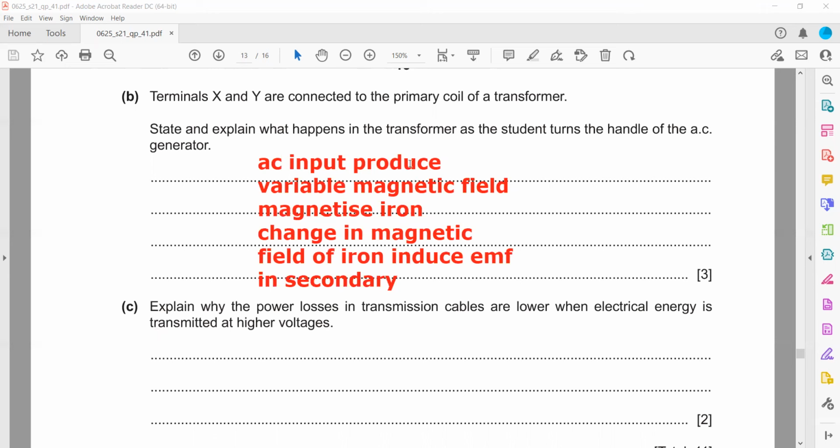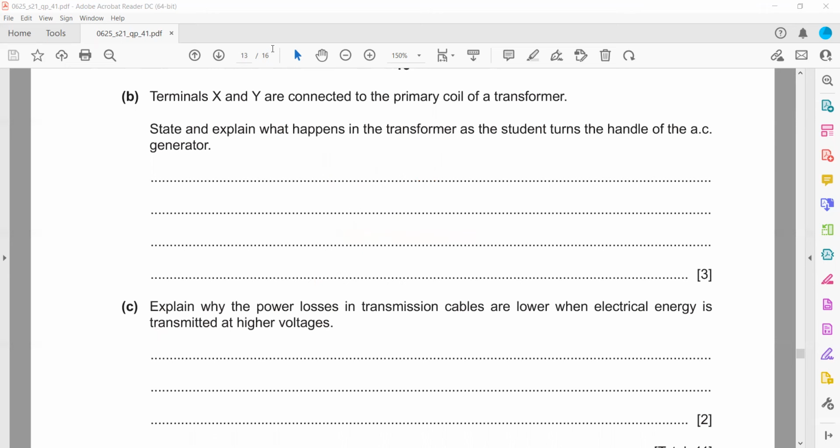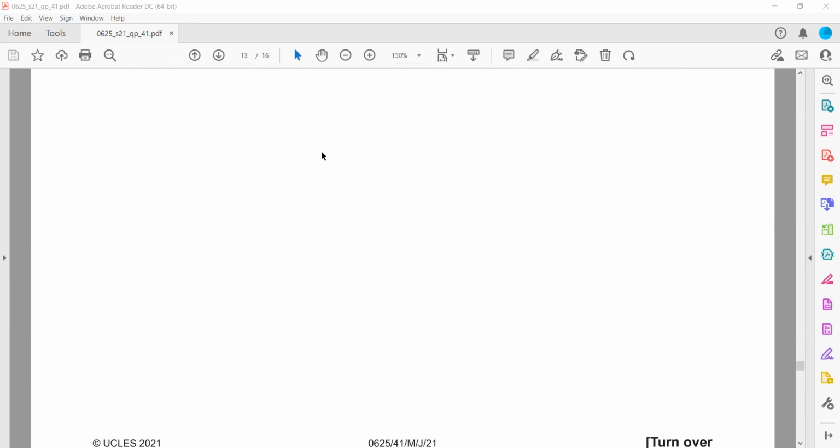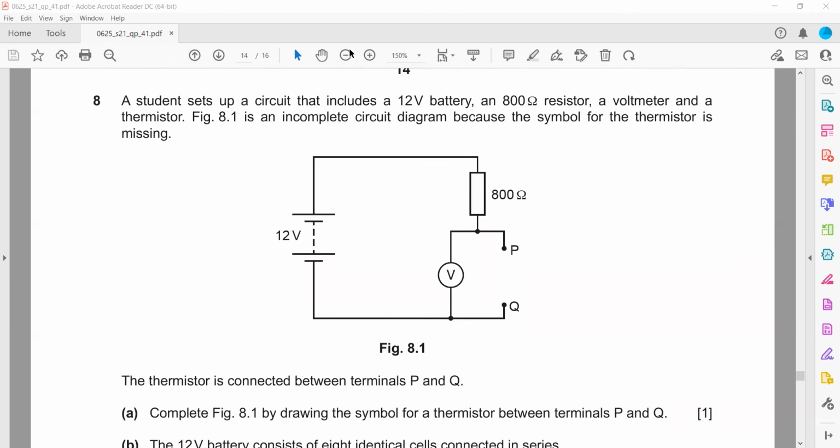Explain why power loss in transmission cable is lower when voltage is high. So high voltage means there will be low current, so less heat is produced, so less amount of energy will be wasted. So for a transformer, when we increase the voltage output, the current will decrease.